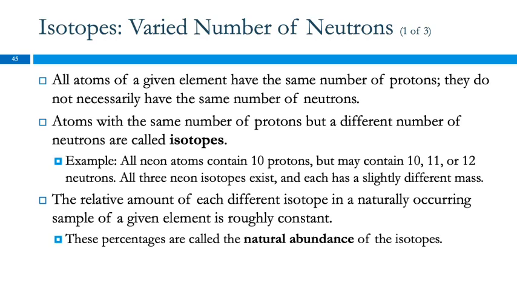Roughly constant. Yeah, let's use a different word. So if you got a sample of neon, bought it from Boston Scientific or some other supplier, or you isolated it from air or wherever, the relative amounts of isotopes would be very close to the same. They're not exact, but they're close enough that most of the time we do not care. And those are usually expressed as percentages. So we'll say, well, it's 51% this isotope and 49% that isotope, or whatever. Those are called the natural abundance of the isotopes.